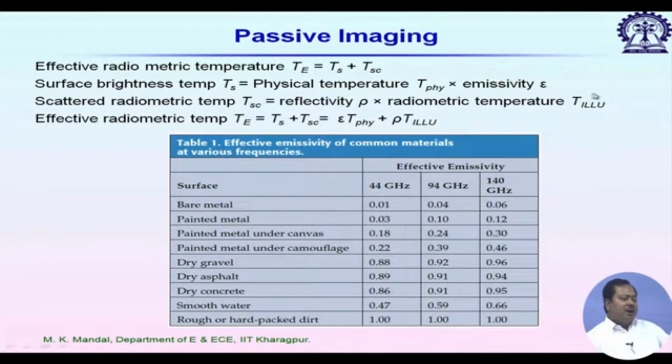Under a clear open sky, T illuminator will be something, but under cloudy conditions, it will be something else. Then the effective radiometric temperature TE, if we put in the values, is epsilon T physical plus rho T illumination. So it depends on the physical temperature, the emissivity of the object, the reflectivity of the object, and T illumination. Comparing the contributions, the first component, epsilon T physical, is much larger than the second. But in a practical system we need to calibrate the system first, and only then go for imaging.